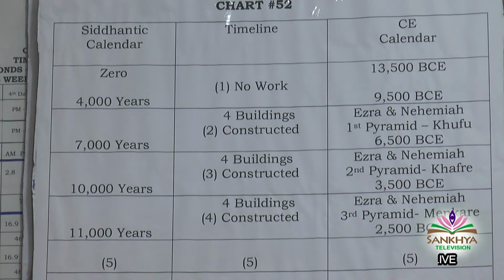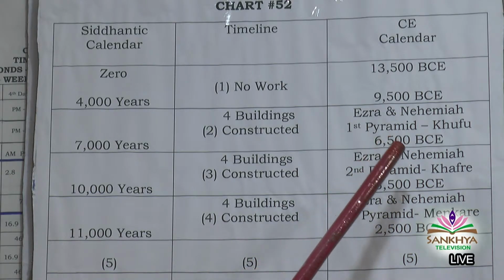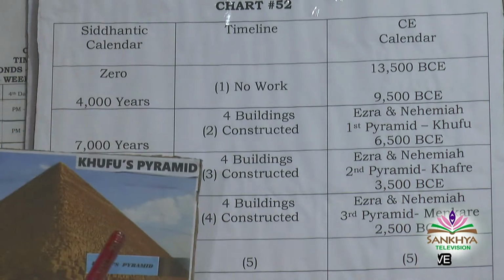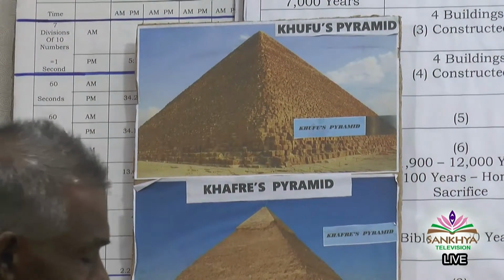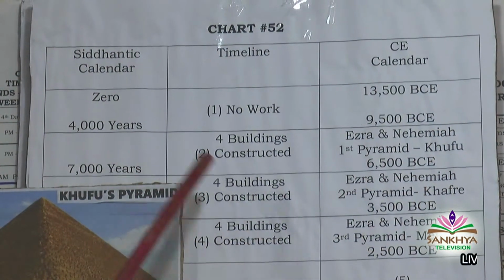That's 4,000 to 7,000 years. Ezra and Nehemiah present first pyramid Khufu. That is their first pyramid Khufu. And this is a picture of Khufu pyramid. They present a timeline for constructing this pyramid in Egypt, right? And the timeline they present there in Ezra and Nehemiah is 3,000 years. So that is what you will get.